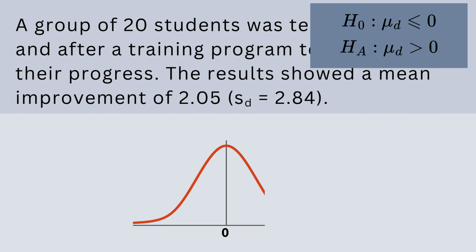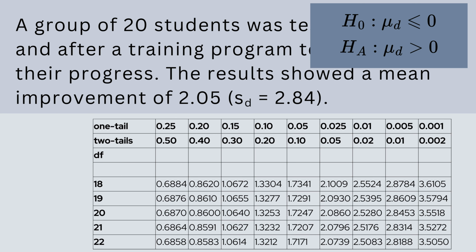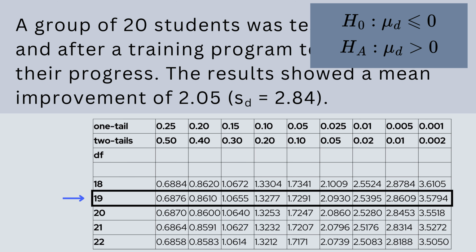Within the sampling distribution of the mean differences, which follows a t-distribution with 19 degrees of freedom, our t-statistic of 3.23 falls into the right tail. Since we are testing specifically for an improvement, the area to the right of this t-statistic represents our p-value. To find the p-value range using the t-distribution table, first locate the row corresponding to 19 degrees of freedom. Then, find the cells within which our t-statistic of 3.23 falls. The corresponding one-tail column headers provide the range for our p-value.